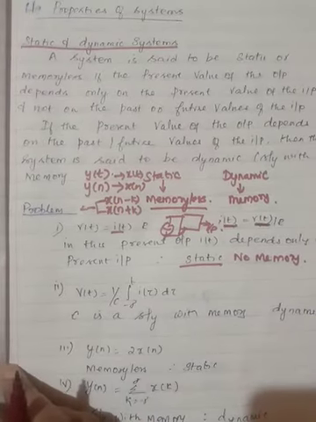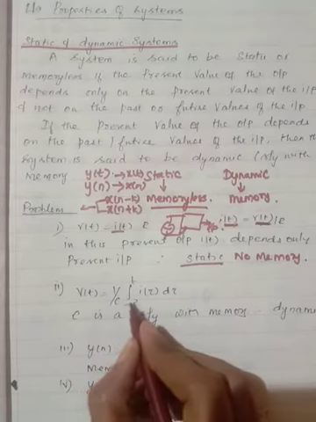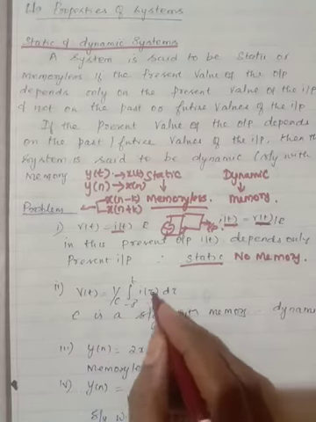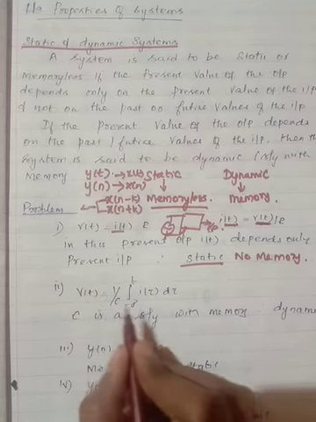The next one: consider V of t equal to 1 by C, integral from minus infinity to infinity, I of tau d tau. This is the relation between input and output for a capacitor.